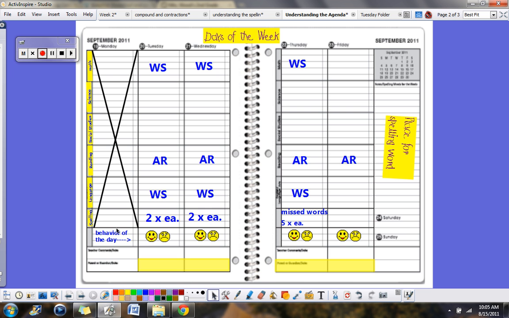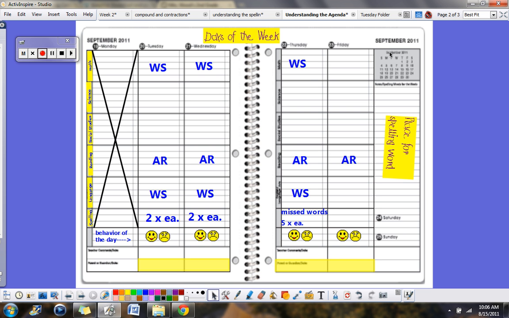This is where your child will write their spelling homework, math homework, reading homework, and language homework. As you can see, the science and social studies blocks are empty. We rarely ever have social studies or science homework.